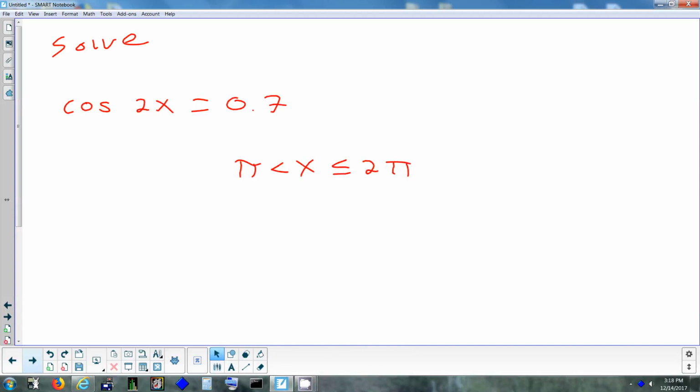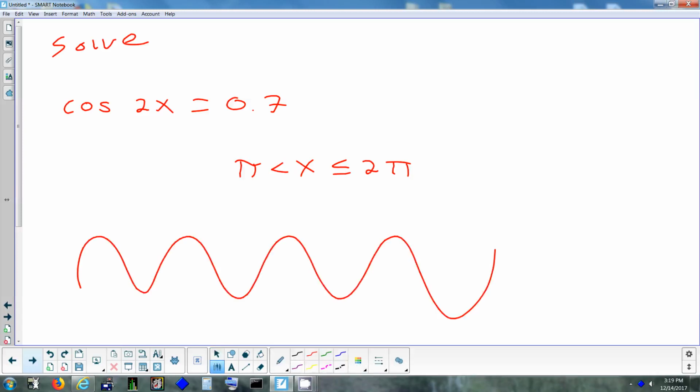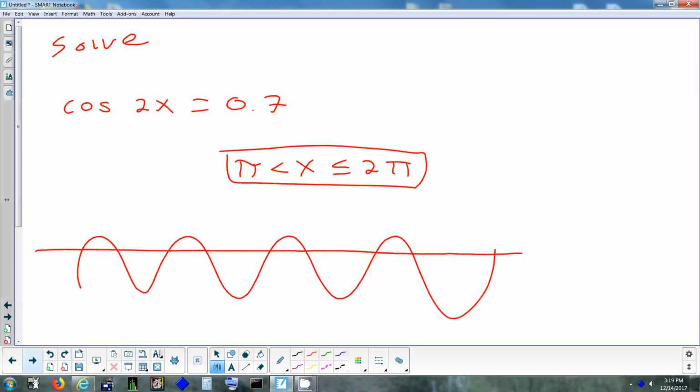Oh, you can do that on the calculator today, right? Right, and if you zoomed out, how many times would they cross each other, if you just kept zooming out forever? Oh, like an infinite amount. Infinite, right? Cosine 2x is going to look like this. I know that the highest cosine goes is 1, and the lowest is negative 1. And a line at 0.7 is going to look like that. So it's going to cross infinitely many times. But I only want the answers between 3.14 and 6.28.